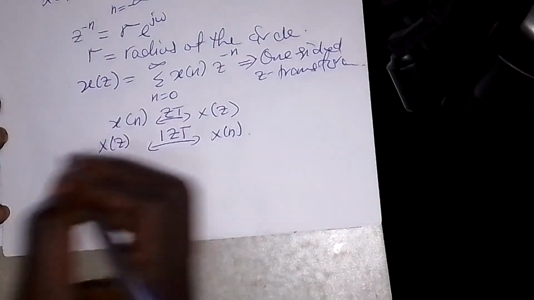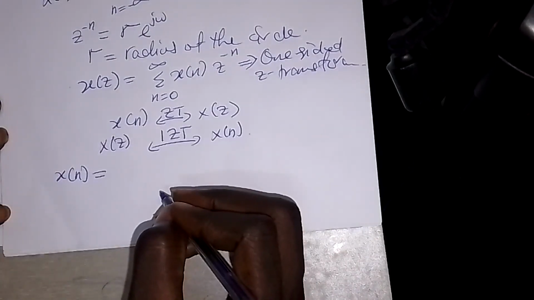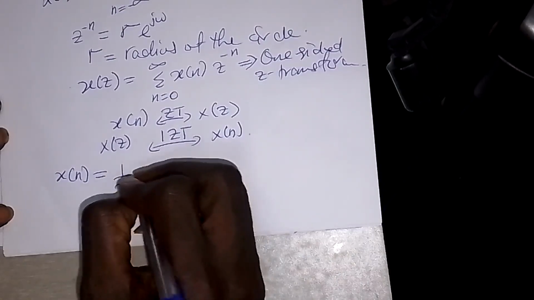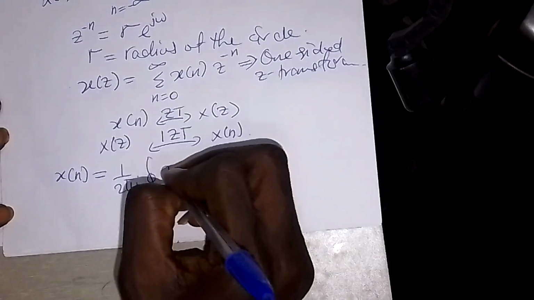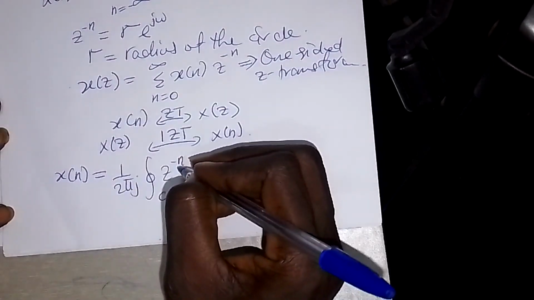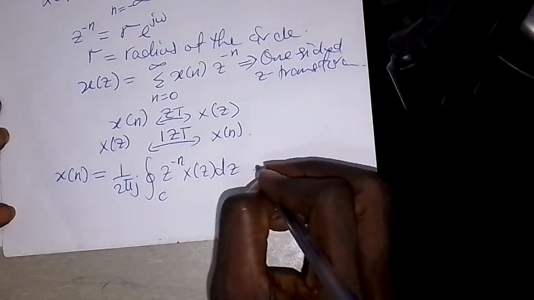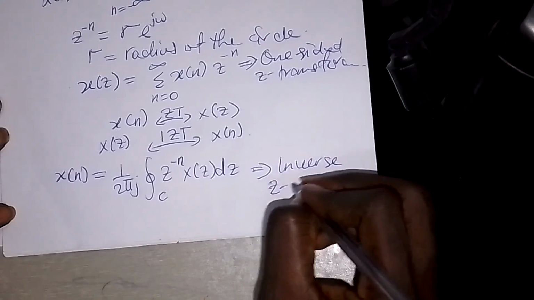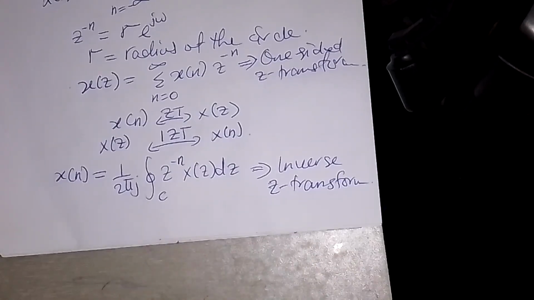The formula for the inverse Z transform is like this: x of n is equal to 1 over 2 pi j, times the integral over the contour C, of X of z times z to the n minus 1 dz. This is the inverse Z transform. Normally this is used for reconstructing the signal back to its original form.